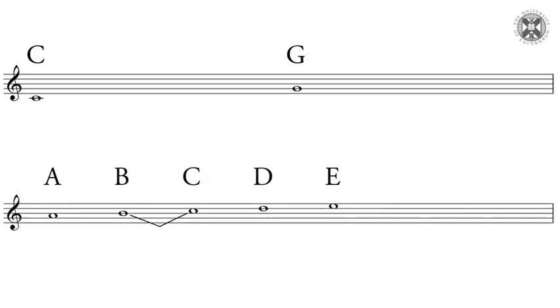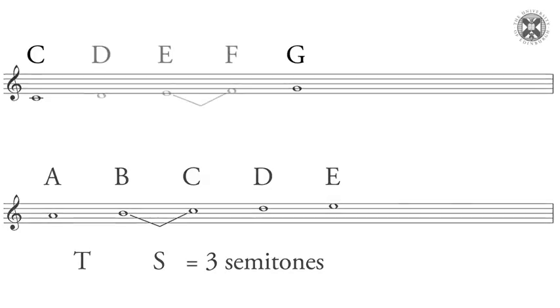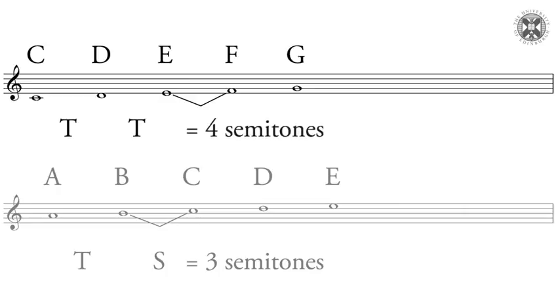Now, going back to A, let's have a look at A to C. This is note 1 to 3, the interval of a third. Here we get a tone and a semitone, so that adds up to 3 semitones. However, if I start on C and go from C to its third note, which is E, I get 2 tones, which adds up to 4 semitones. And there is the difference.